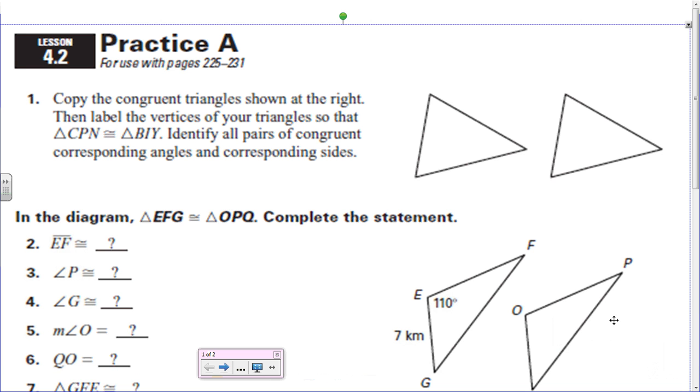Okay, today's objective is to go over homework 4.2 practice A. After we're done going over this, we'll get 4.2 practice B.